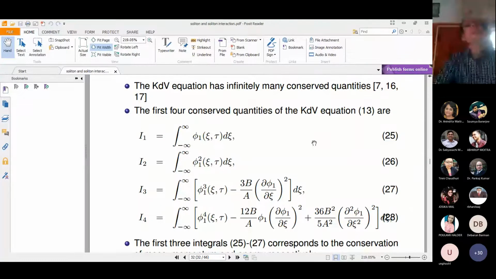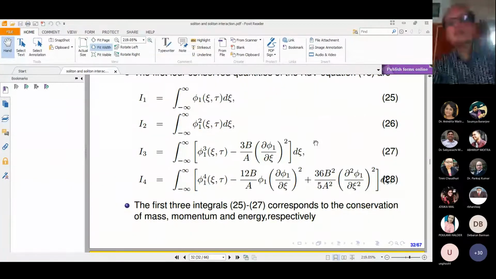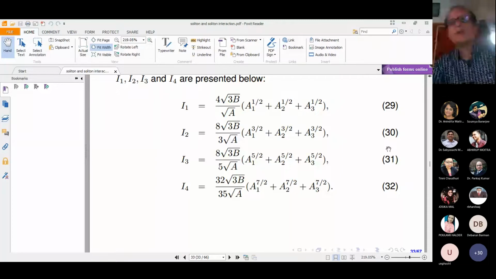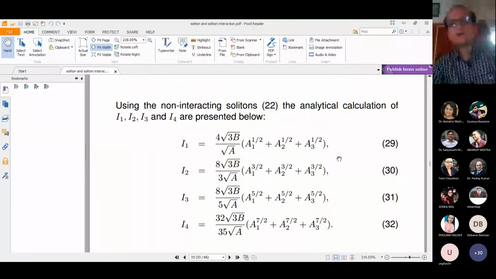follow an infinite number of conservation principles. These are similar to mass conservation, momentum conservation, and energy conservation. Because of all these conservation laws, KdV equations are very stable. I mean, even after interaction, they behave like particles. So we have checked whether it is also true for a multi-soliton even at the time of collision. To do this, we calculated these four conserved quantities, and we saw that they are constants.